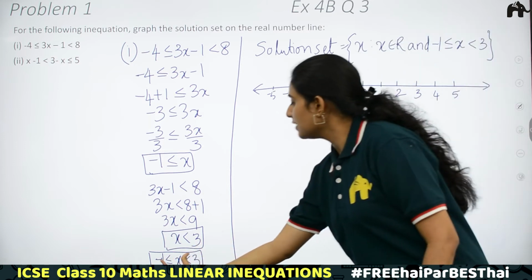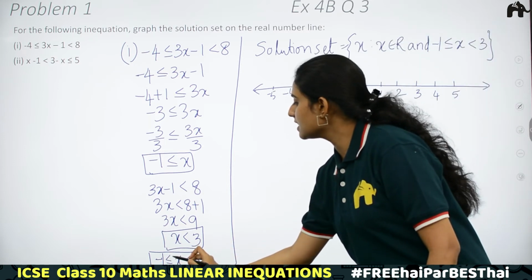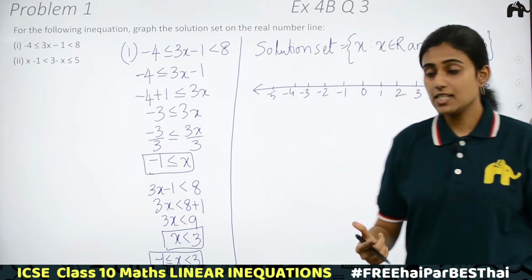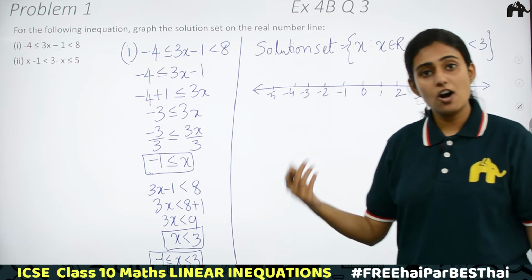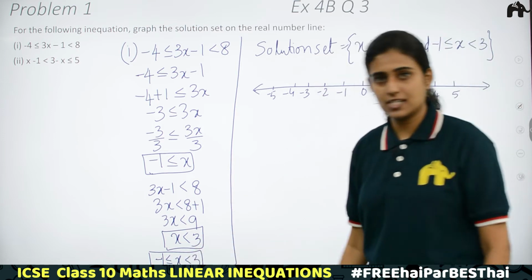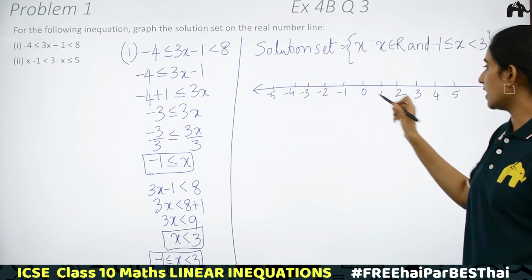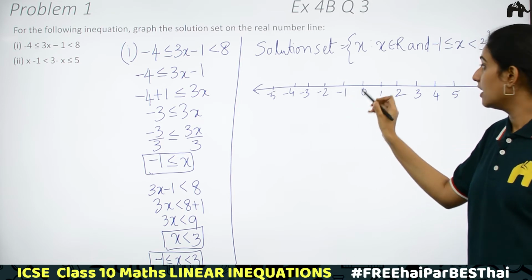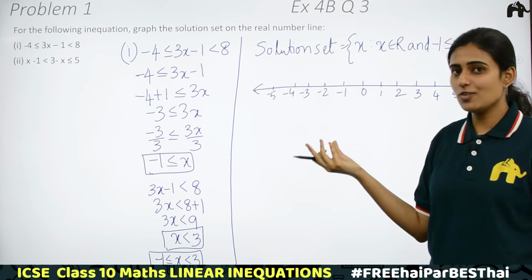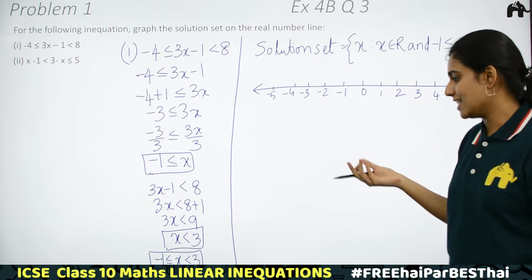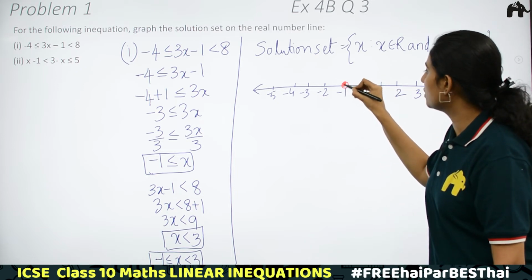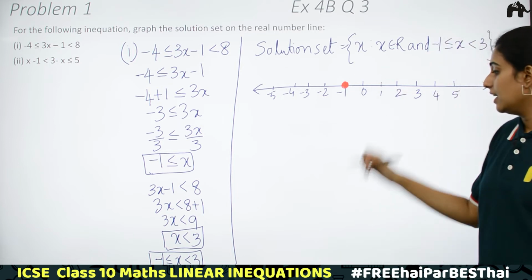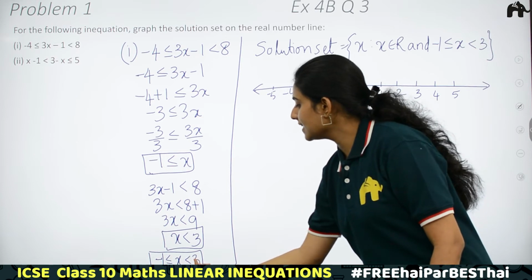Now, the first part, that is minus 1 less than or equal to x, which means the value of x should either be equal to minus 1 or greater than minus 1. Find the point minus 1. Here we have minus 1. Which circle to use? Darkened one or hollow one? Yes, we will be using the darkened circle because minus 1 is included.